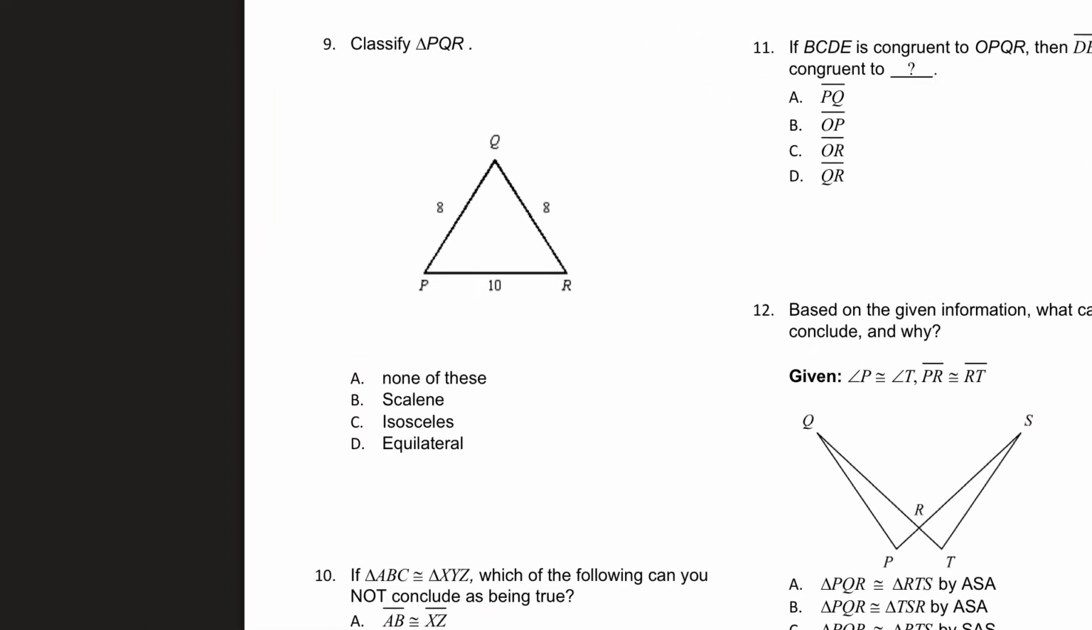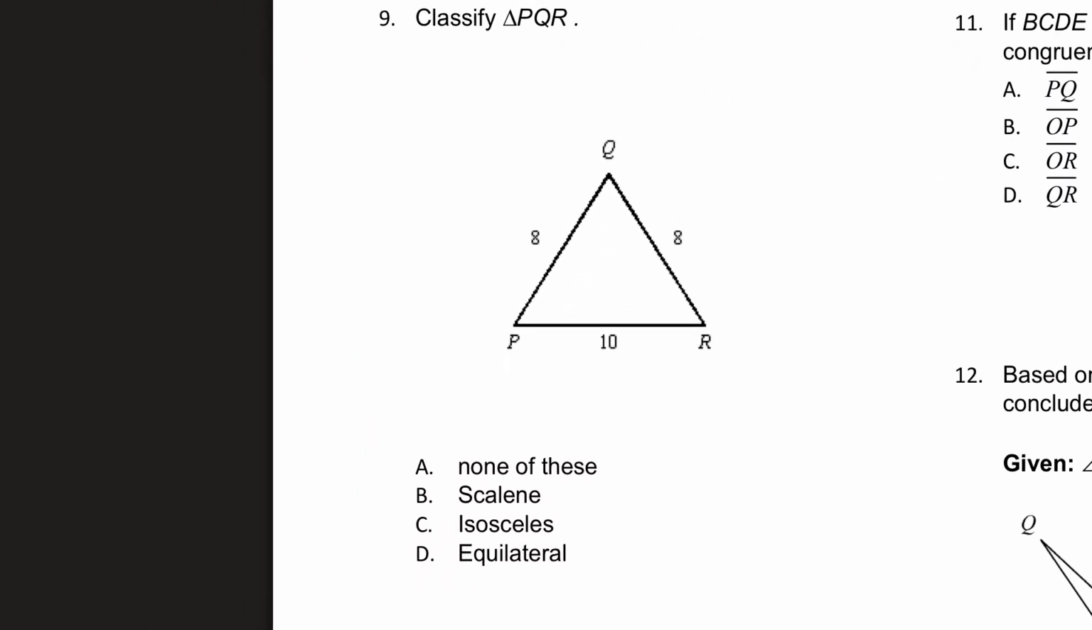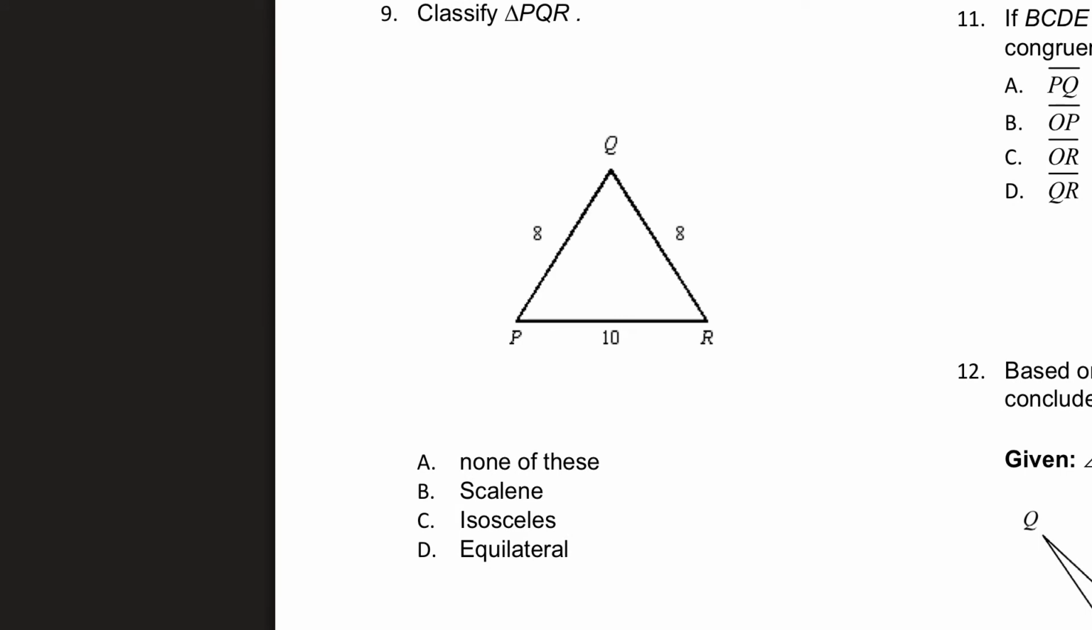Okay, let's continue with number 9. Let's classify triangle PQR. And judging by the answers, we're classifying it by the length of its sides. So scalene meaning all the sides have different lengths. Isosceles means 2 or more sides are congruent. And equilateral means all the sides are congruent.